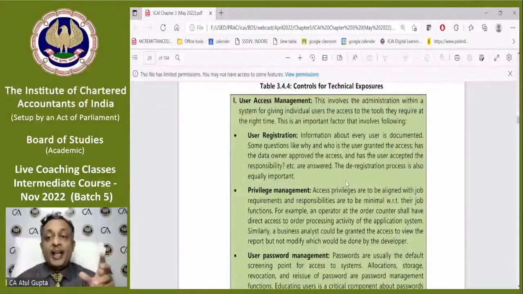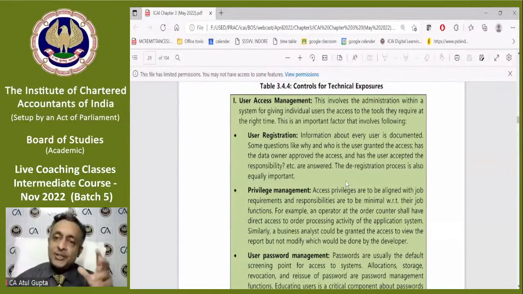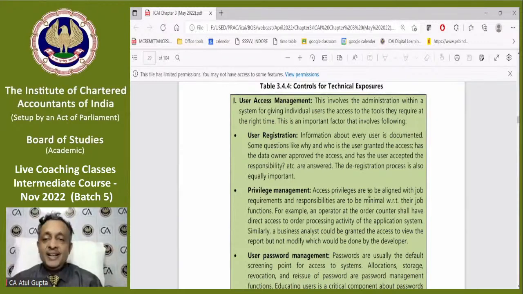Deregistration. Employee leaves the organization. So you have to disable the password, disable the access right and deregister. Why deregister, disable? So that there is no chance of misuse in the future. This word is very important. Please highlight this word: deregistration.